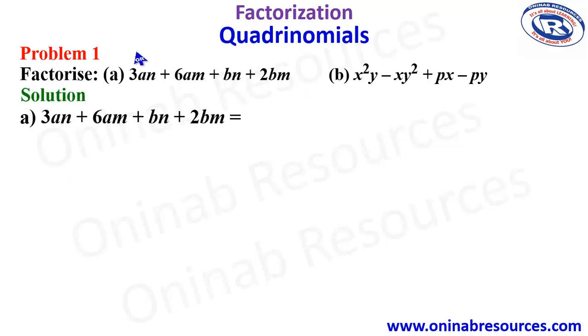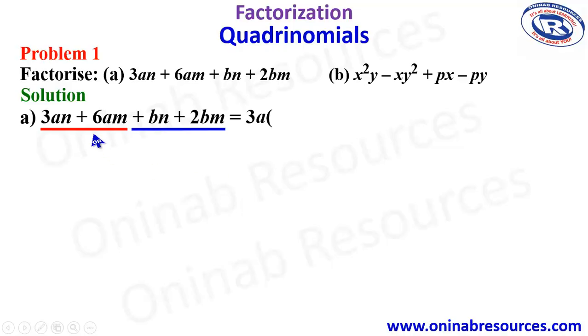Starting the solution from A, we are going to divide them into two groups, two terms for each group. So 3an plus 6am will be grouped as one, then plus bn plus 2bm will be grouped as another group. Starting from the first group, we look at what is common. That is the HCF. Because 6 is 3 times 2, 3 is common on the coefficients. On the variables, there is a here, there is a here, so we have a attached to 3. So the HCF of 3an and 6am is 3a.